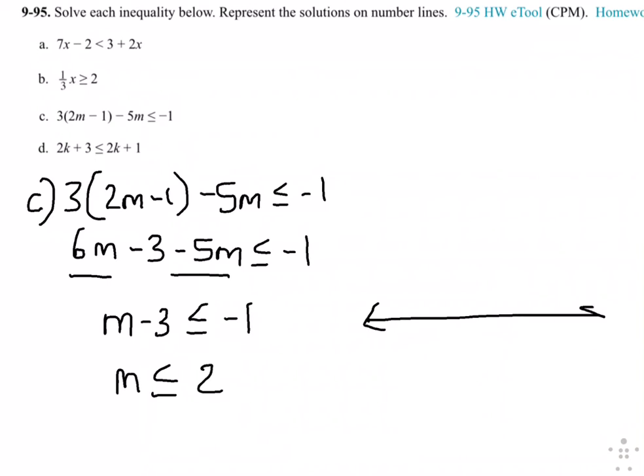And we graph this, right? 0, 2, less than or equal is closed. That way. Okay, and D, let's make space.